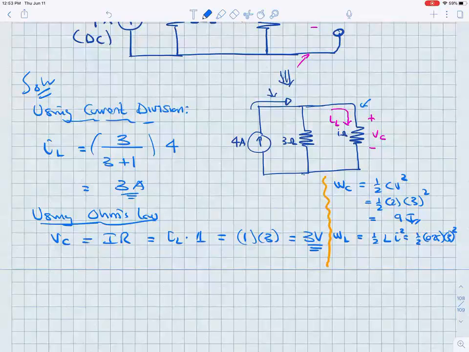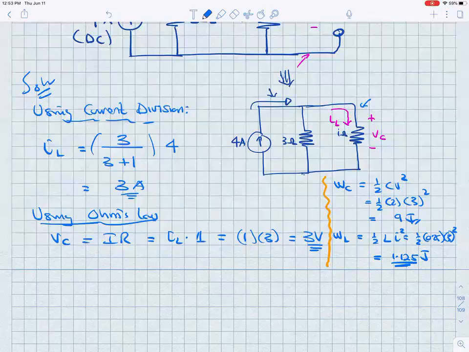And when you do that, basically you get, what do I have here? 1.125 joules. Okay, so I just can keep all the solution on one page. Yeah, so that is how you solve this problem.